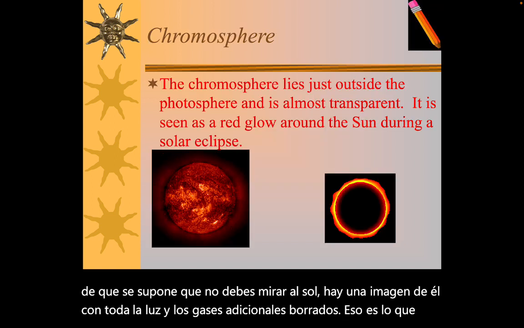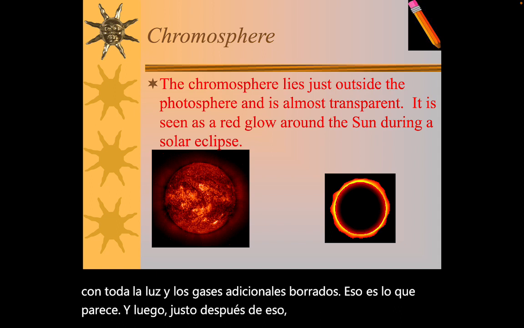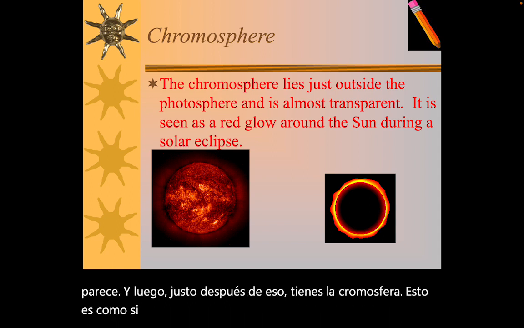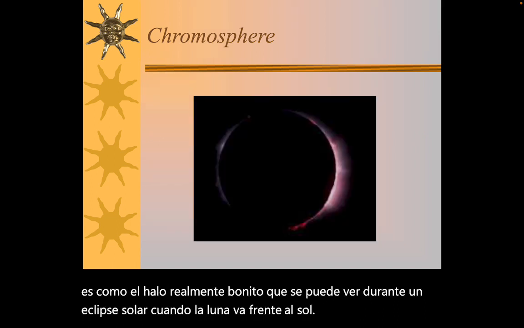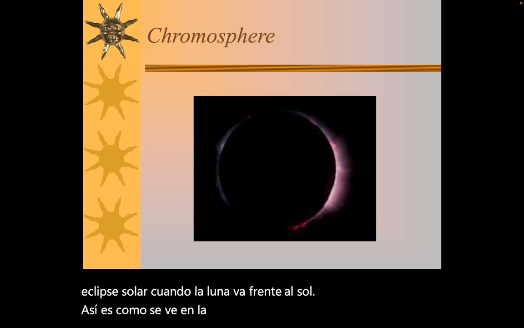And then right after that, you have the chromosphere. This is like the really pretty halo that you can see during a solar eclipse when the moon goes in front of the sun. That is what it looks like in real life. Again, like a really pretty little halo thing.